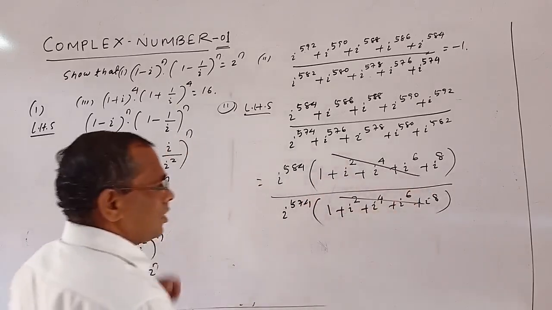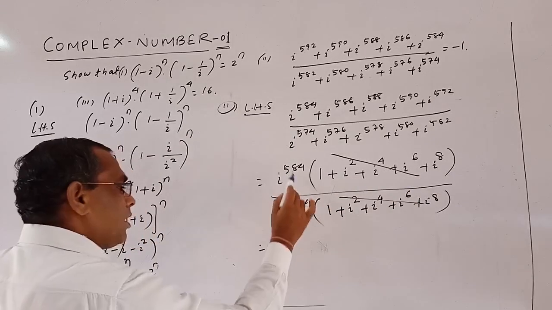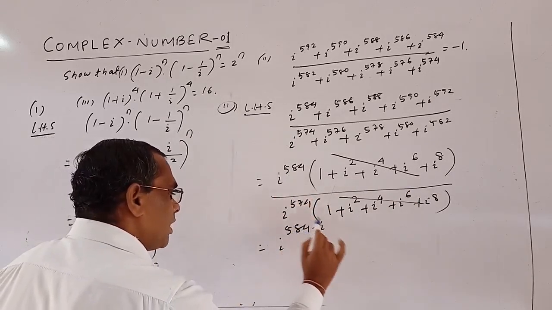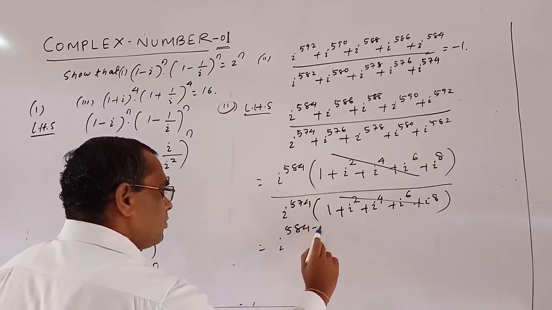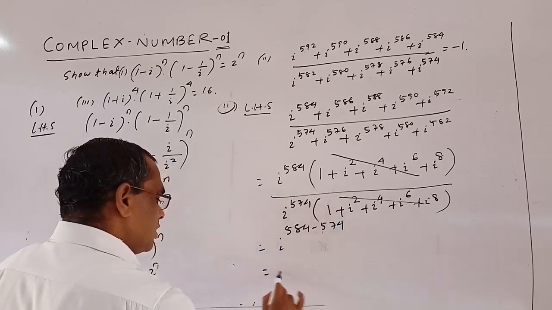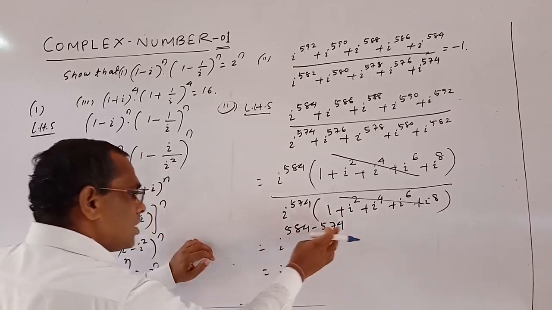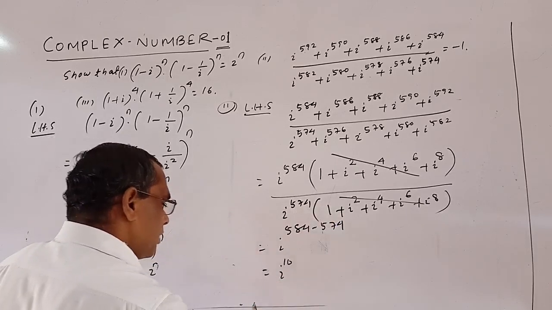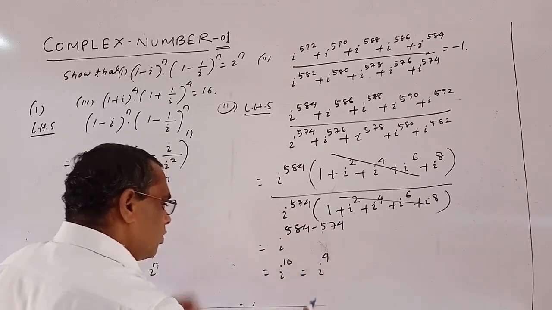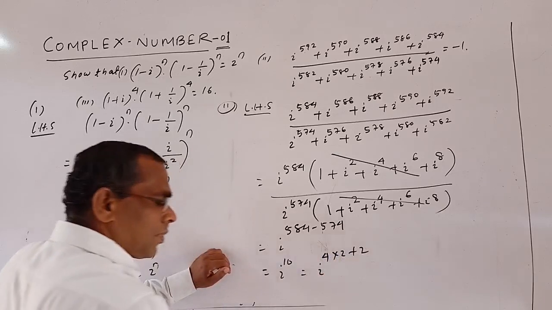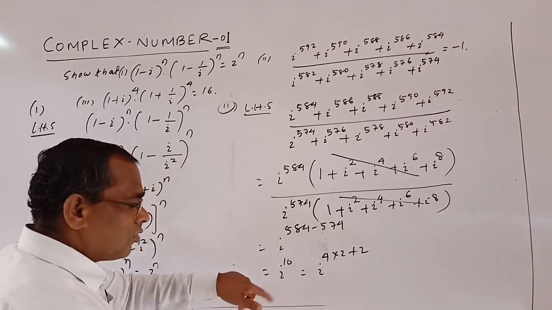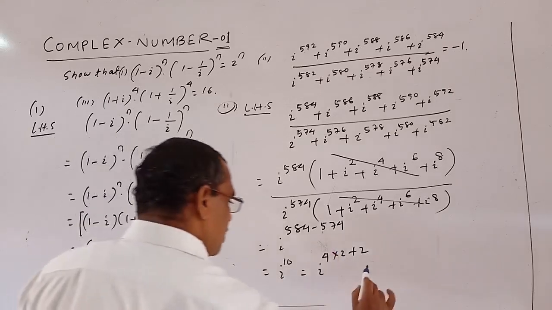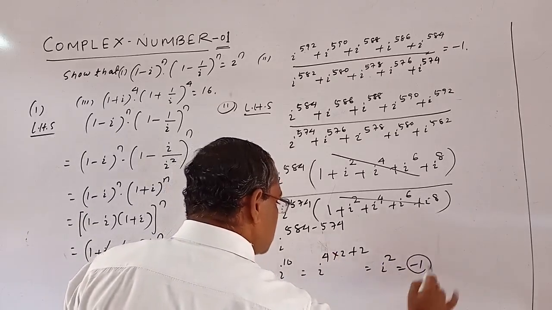The values are the same, so they cancel. So i to the power 584 minus 574, so i to the power 584 minus 574. That is 4 minus 4 is 0, 8 minus 7 is 1, so this is 10. So i to the power 10 means 4 into 2 plus 2. Divide by 4: 4 divides 10 two times, and the remainder is 2. So i square means this is minus 1.